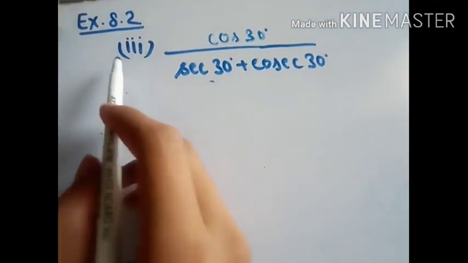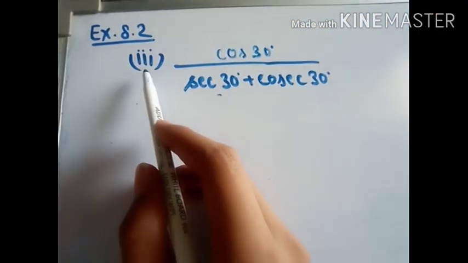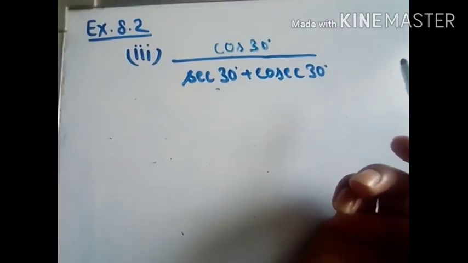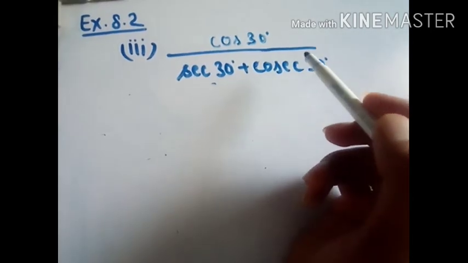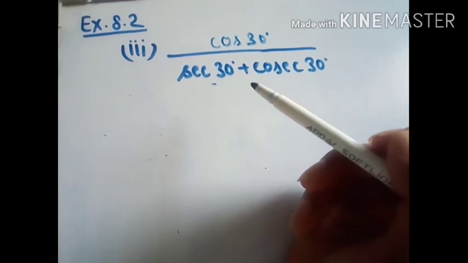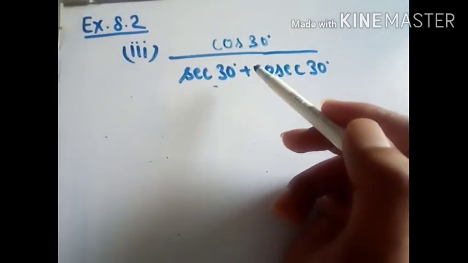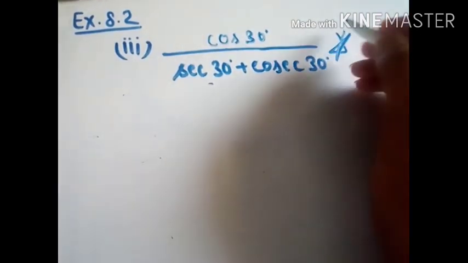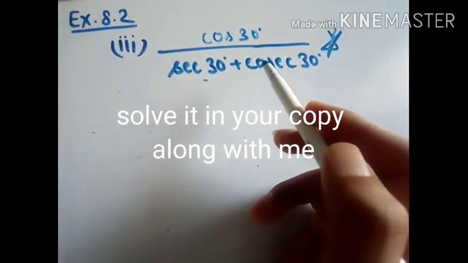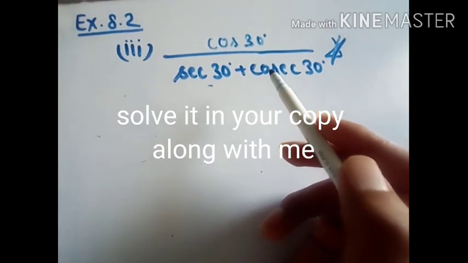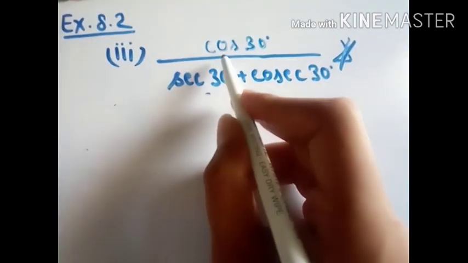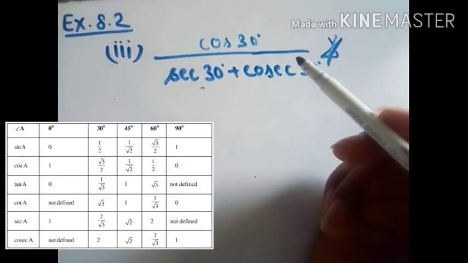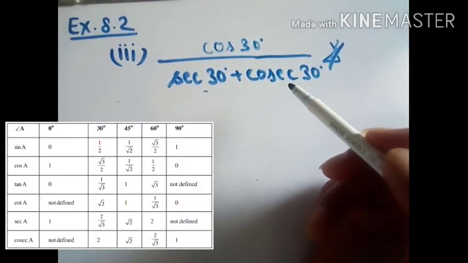Next question I'm taking from exercise 8.2, question number 3, and please, this question has a lot of power. Means it can teach you so many steps of solving the question. So this question is very important, and solve this question along with me. Understood? So let's begin. The value of cos 30. Now this question requires the use of table, and the table is on the screen, so you can match the values.